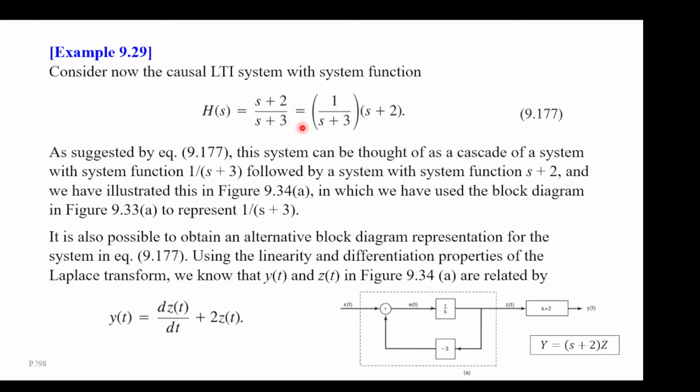A very simple way to do this is to think about the system function (s plus 2) over (s plus 3) as 1 over (s plus 3) times (s plus 2). We already know how to do 1 over (s plus 3), so you have it here. Then this is some H1 times H2, so you can just connect in series another system that gives you s plus 2 here. So this is one way to do a block diagram for the system function.